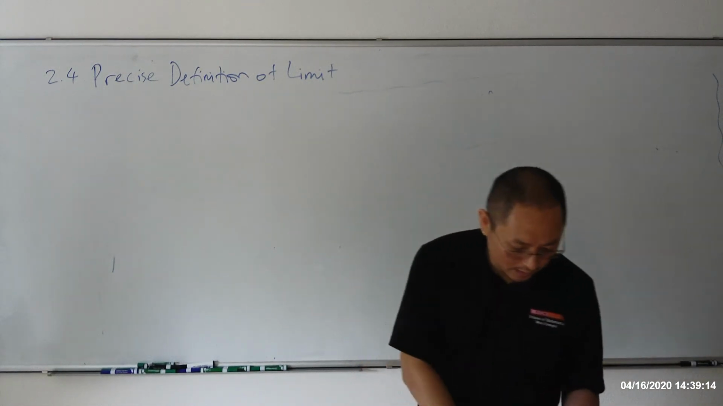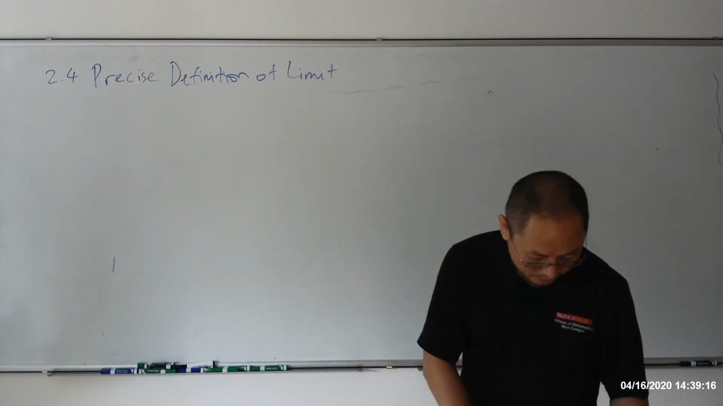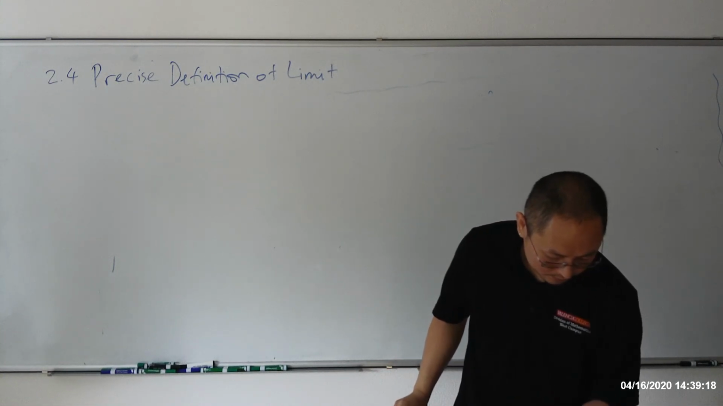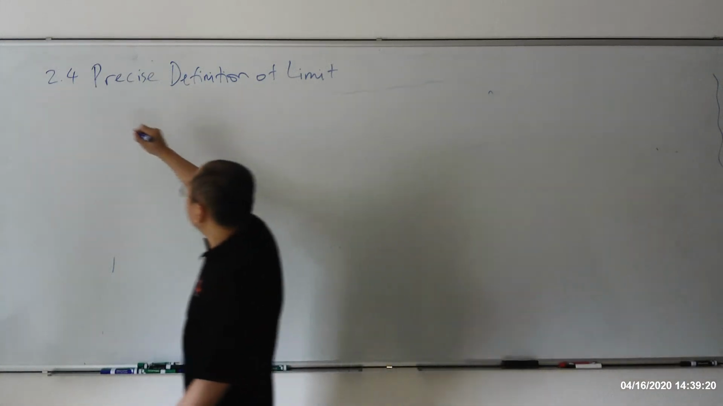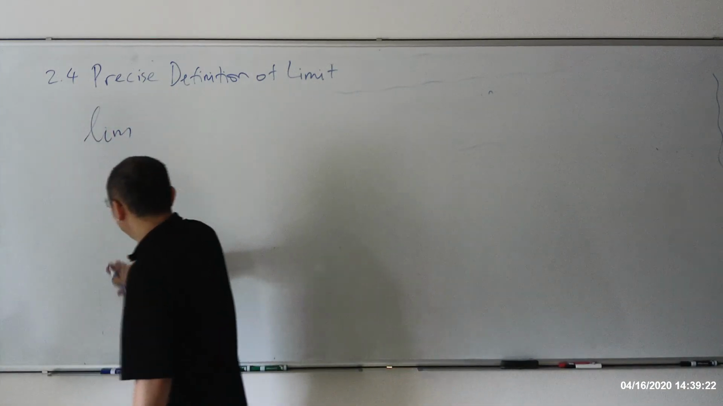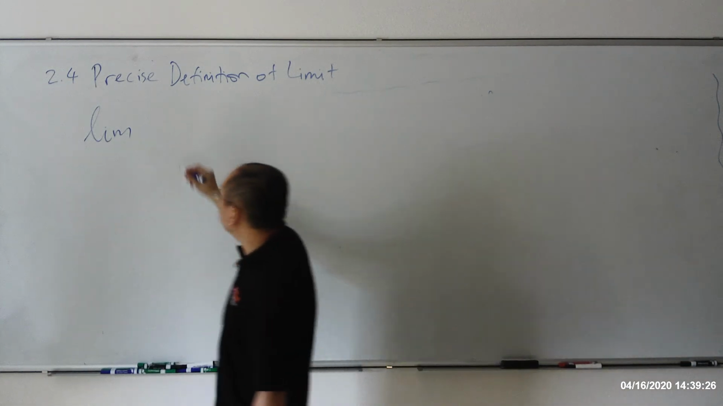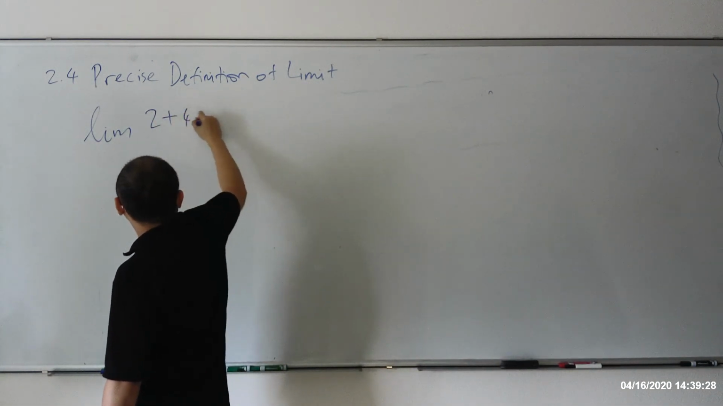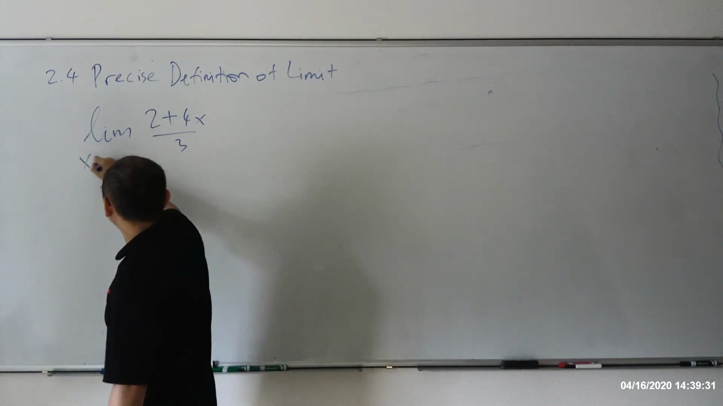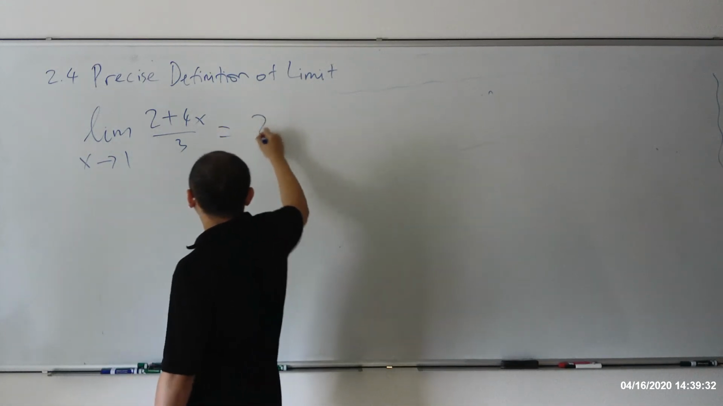And look at the exercise in the book. Okay. Show that the limit of (2 plus 4x) over 3, when x approaches 1, is equal to 2.